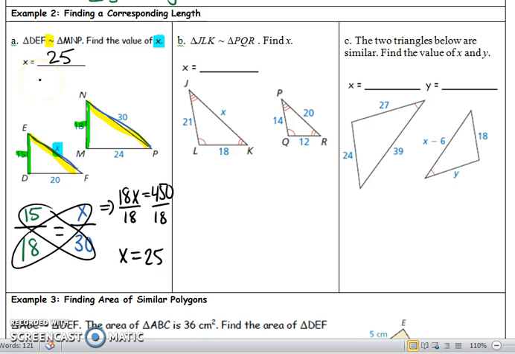So at this point, I want you to hit pause, and I want you to try letters B and C. Go.